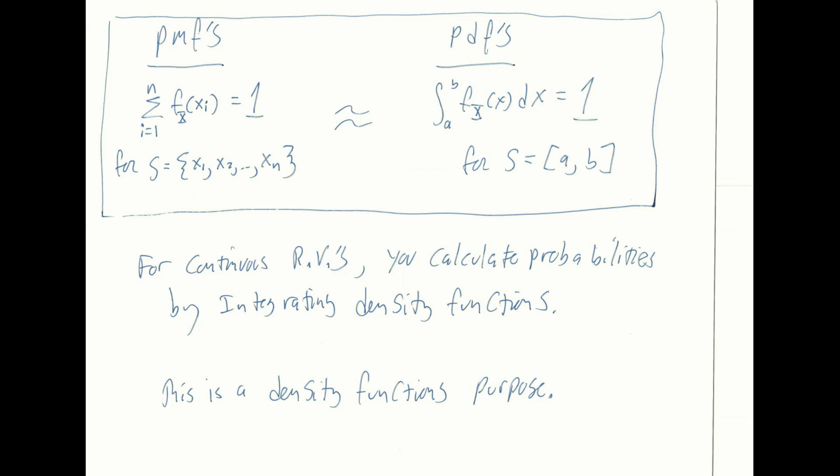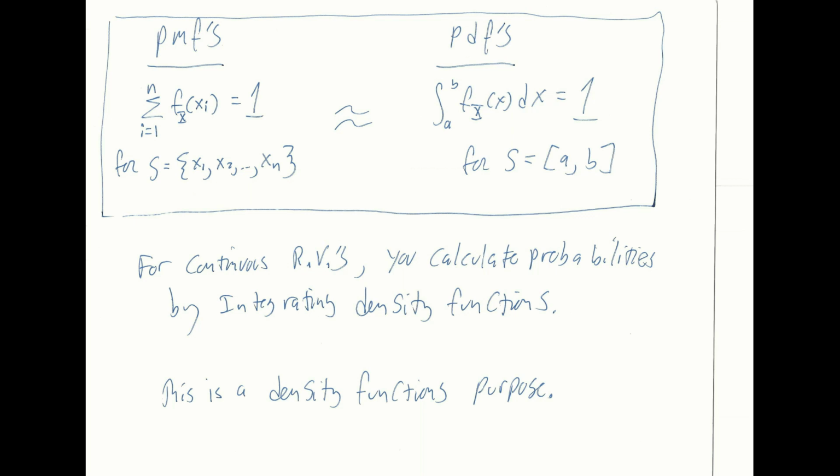For continuous random variables, you can calculate probabilities by integrating density functions. That is the core of density functions. That's their purpose in life. They exist to be integrated in order to generate likelihood values.